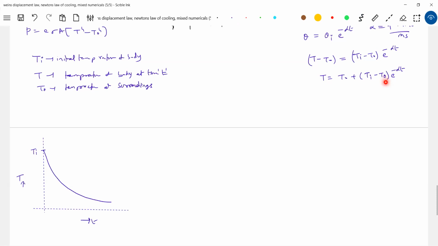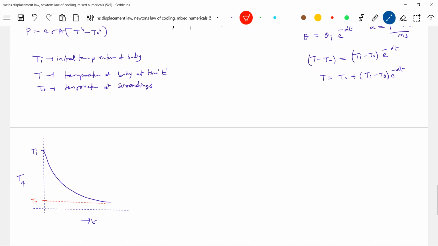Sir, how can you say that with the help of this? Finally, how much will it become? That of the surroundings, T naught, after a long time. What will be the temperature of that hot tea? It will be that of the temperature of the kitchen. Like this, the body will cool down.